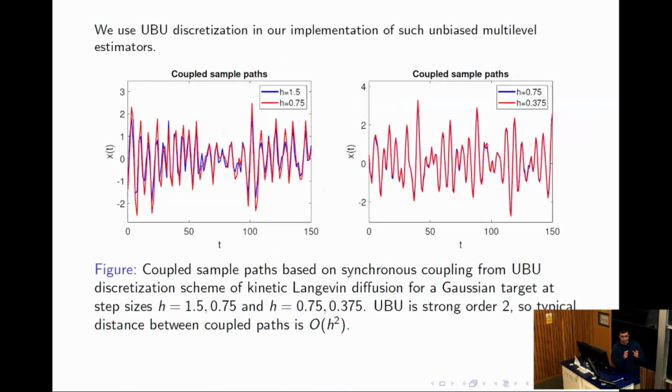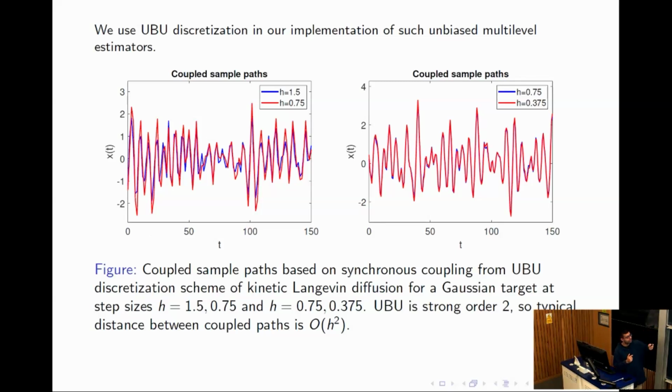To give you an idea of how the actual U-Bu couplings work, what we've done in this experiment is aim to target a Gaussian target distribution where we consider a U-Bu discretization with different choices of the step size. On the very left-hand side figure, we have the coupled sample paths for step sizes h equals 1.5 and h equals 0.75. Relatively speaking, these are quite high step sizes to consider, at least for the case of 1.5.